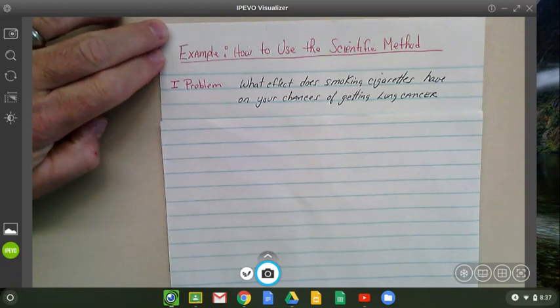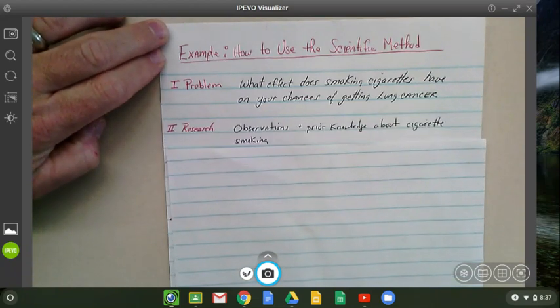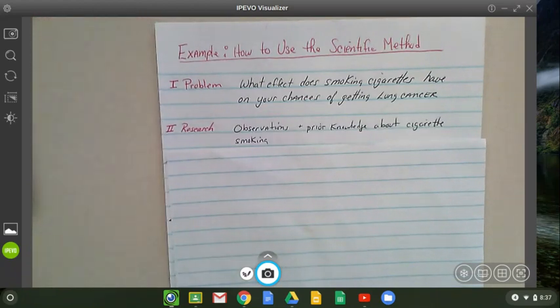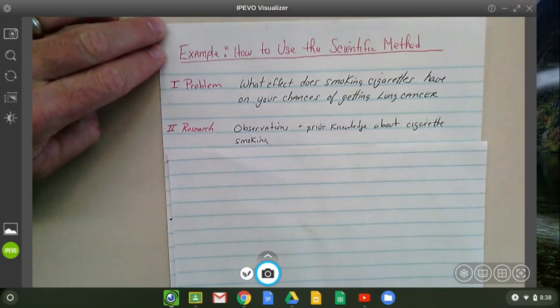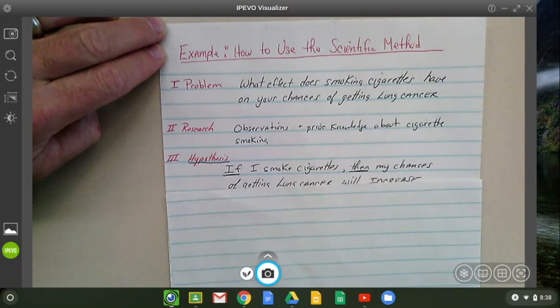So, now the next thing we have to do is go to step two, research. Here, we make some observations. We use prior knowledge, possibly about cigarette smoking and everything that we've learned over the course of our life about some of the harmful effects of it. Maybe you know people who smoke. So maybe during this time, you're interviewing people, you're asking questions, making observations. Once you've gathered your information, you then form a hypothesis.